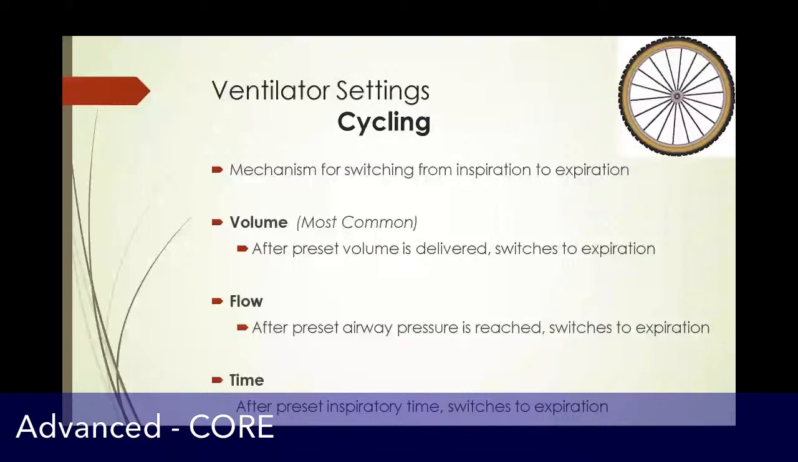You do have alternatives to this. There's a flow cycling, which is going to deliver a certain pressure into the lungs and then switch to expiration. This is if you're trying to protect someone from having very high pressures in the lungs and causing something like a pneumothorax. Then lastly, you can have just time cycling. So you have a certain inspiratory time and then it switches to expiration. So you can really set your I to E ratio.